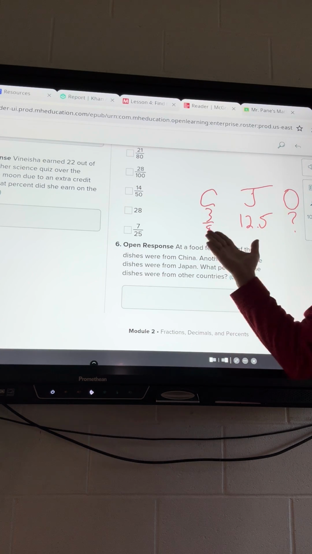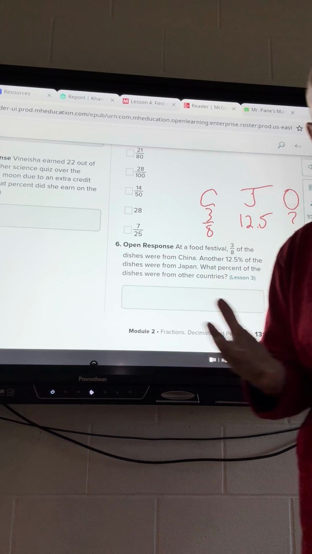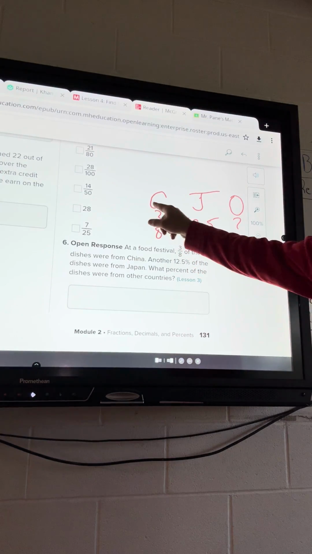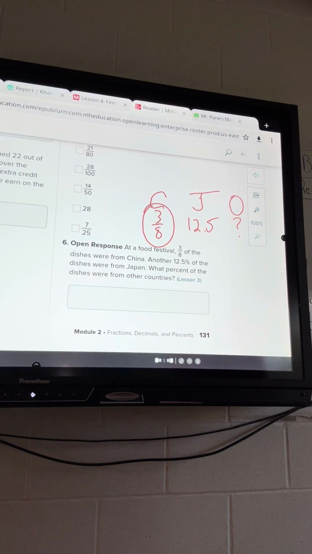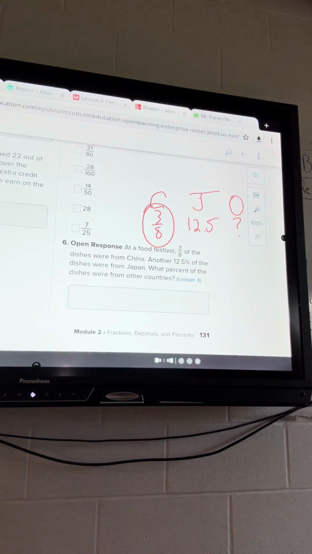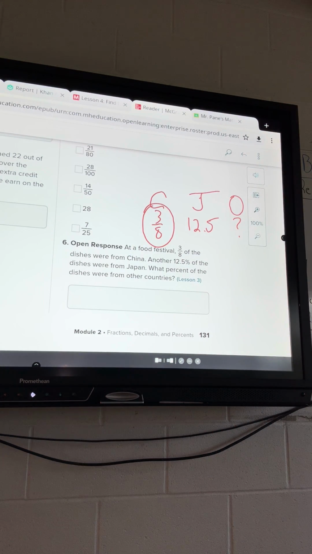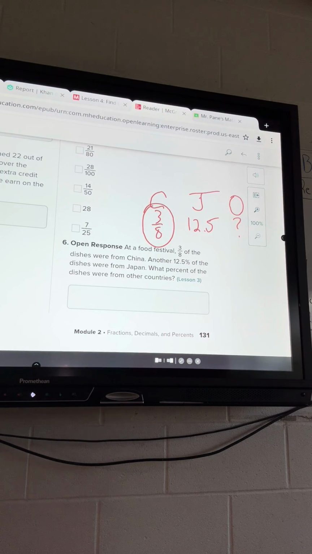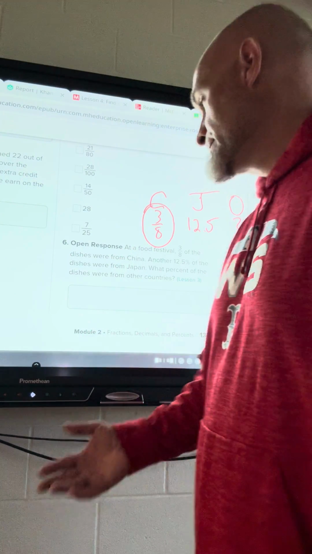So the problem here is 1 is a fraction and 1 is a decimal. And the decimal is the percent, 12.5. So what you have to do is figure out the percent that represents 3/8. I happen to have given you one of those sheets at the beginning of the year. It looks like this: fractions, decimals, percents. Pull that out and it will help you with the 3/8, okay? All right, next one.